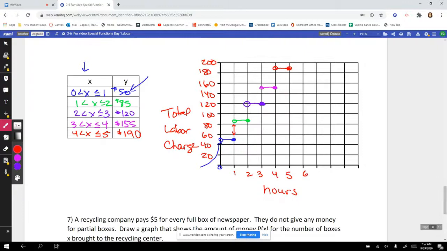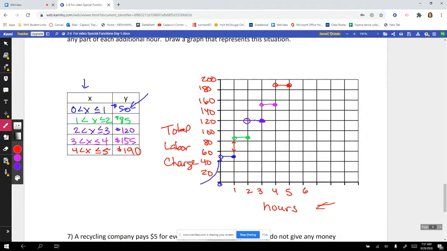Now it's good to look at our X and Y axis. I probably should have started with that. I have hours on my X axis, and the total amount charged is on my Y axis. So that's it for today.